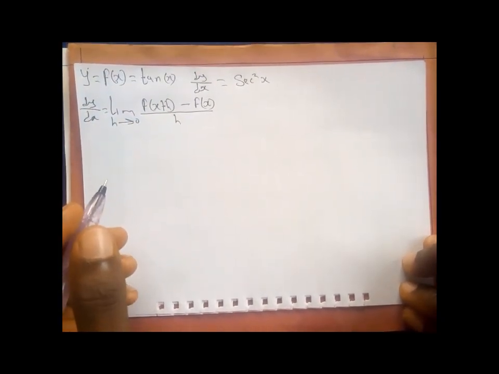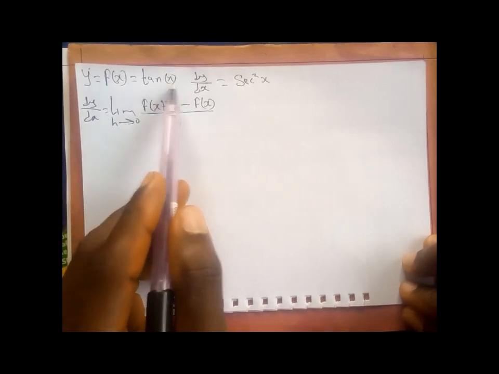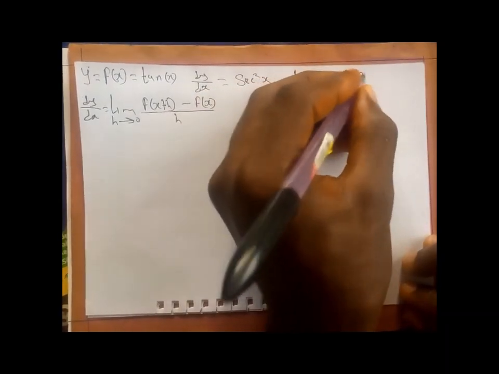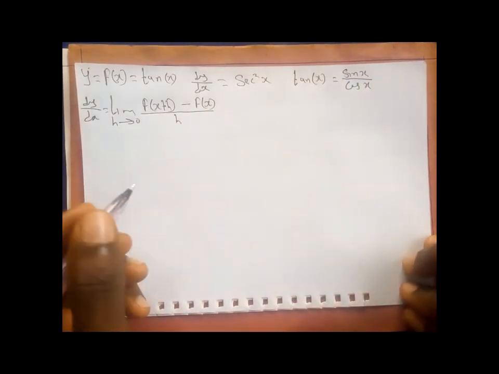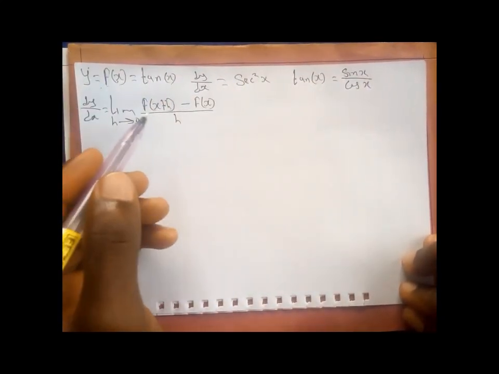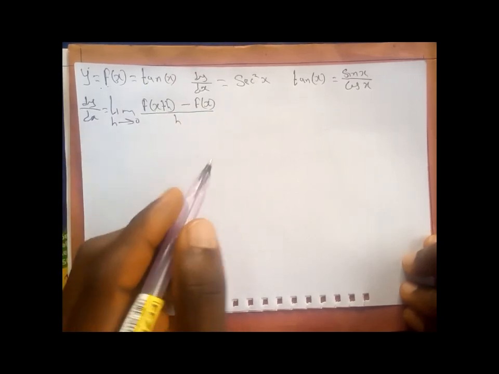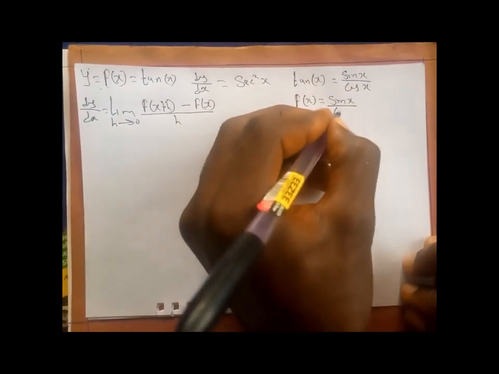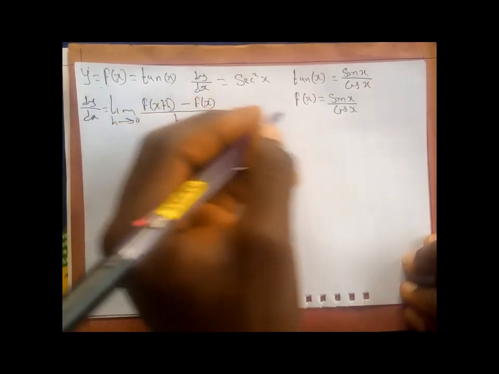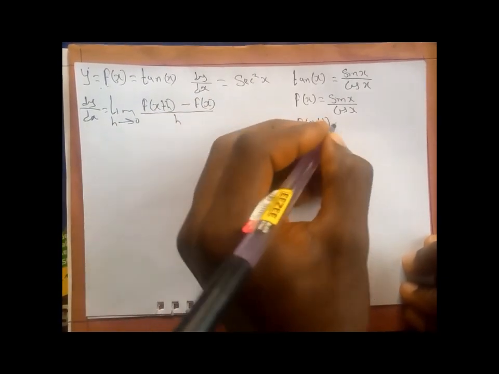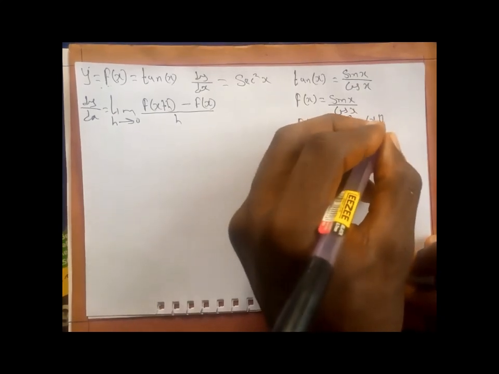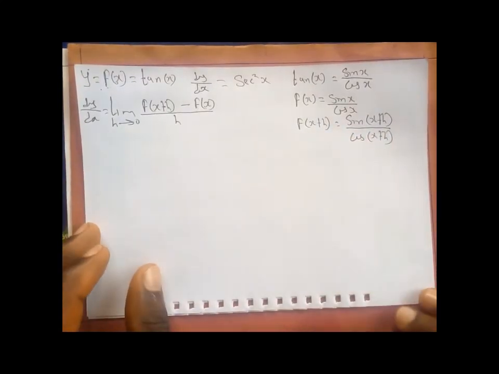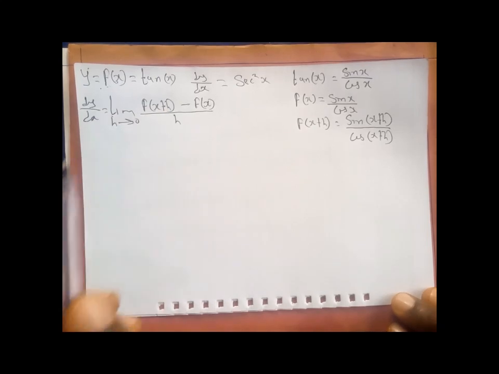Now, from our knowledge in trigonometry, we know that tan x is the same as the ratio of sine x to cos x. Since tan x is f of x, what would be f of x plus h? Since f of x corresponds to sine x over cos x, then f of x plus h will be equal to sine of x plus h divided by cosine of x plus h. Now we have everything we need to substitute into the definition of derivatives.